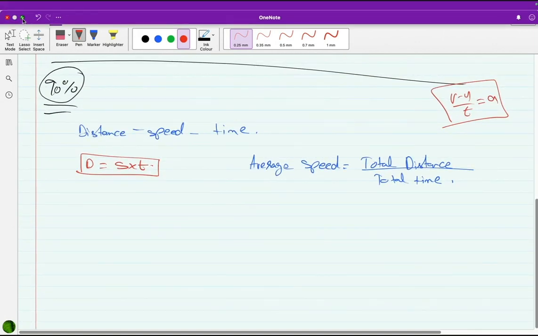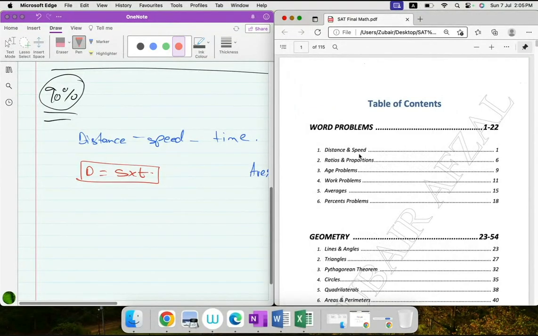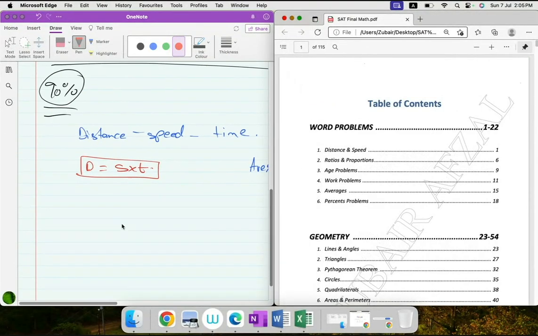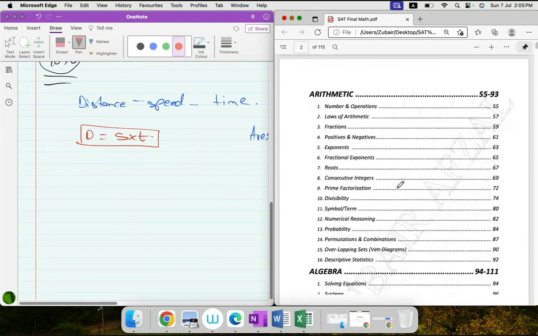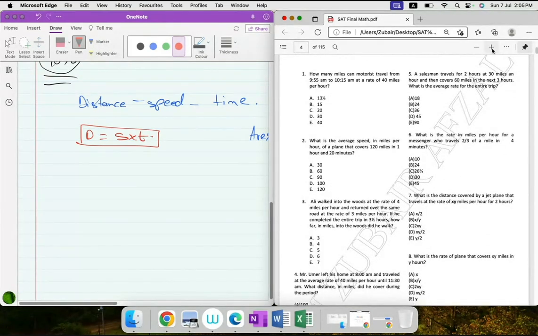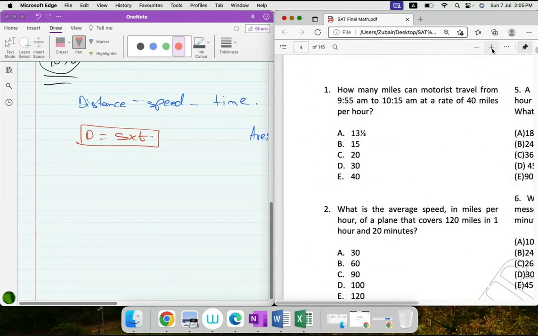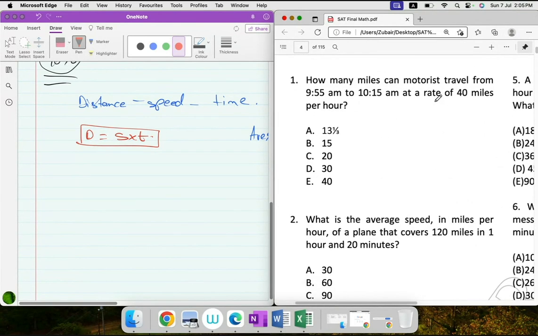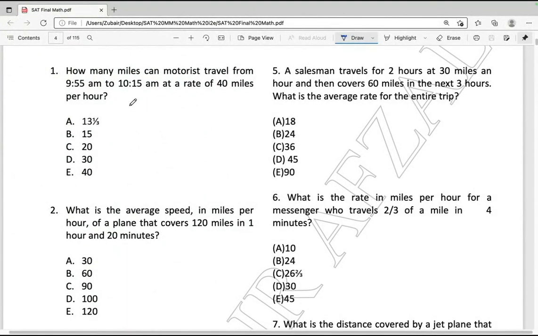Okay, sir. So distance and speed and average speed. These are the two formulas which we'll be using mostly. And let's try a few basic questions. Number one says, how many miles can a motorist travel from 9:55 to 10:15?